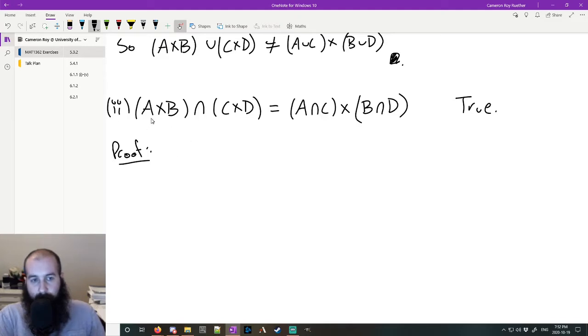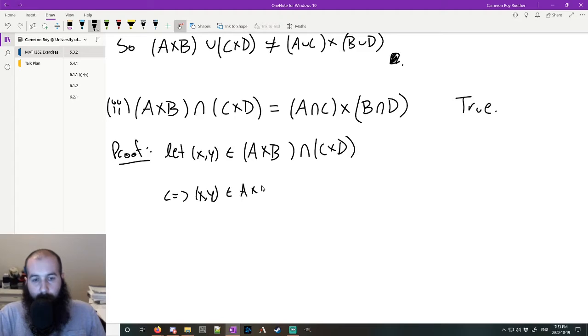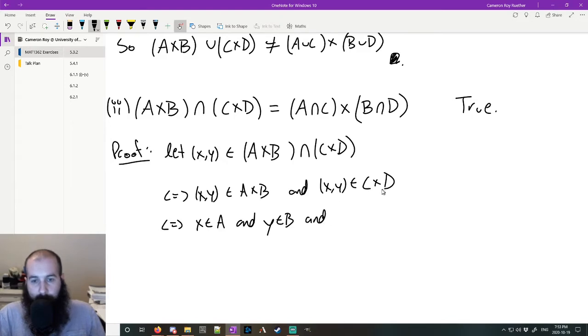Since this is a set made up of Cartesian products, when we consider a generic element, we consider a pair. So let the pair xy be an element of our left-hand set. Since it's in an intersection, this is equivalent to the pair xy being in A cross B and the pair xy being in C cross D. Then, by definition of Cartesian product, this means x is in A and y is in B. This is all still joined by an and to this, which is equivalent to x being in C and y being in D.